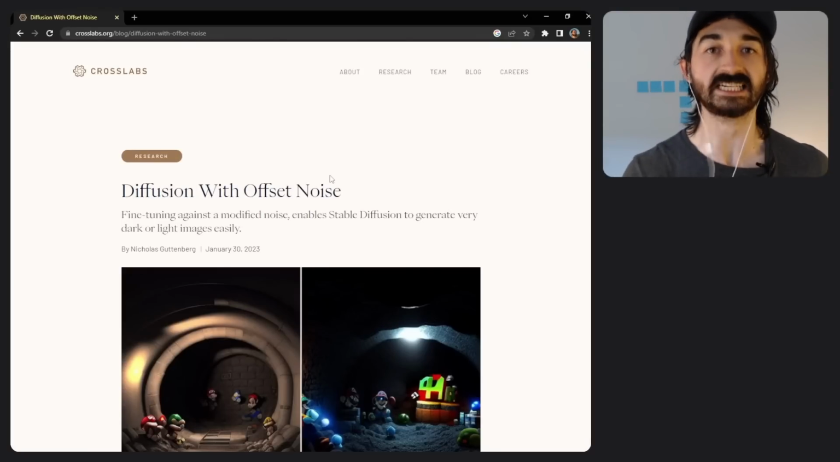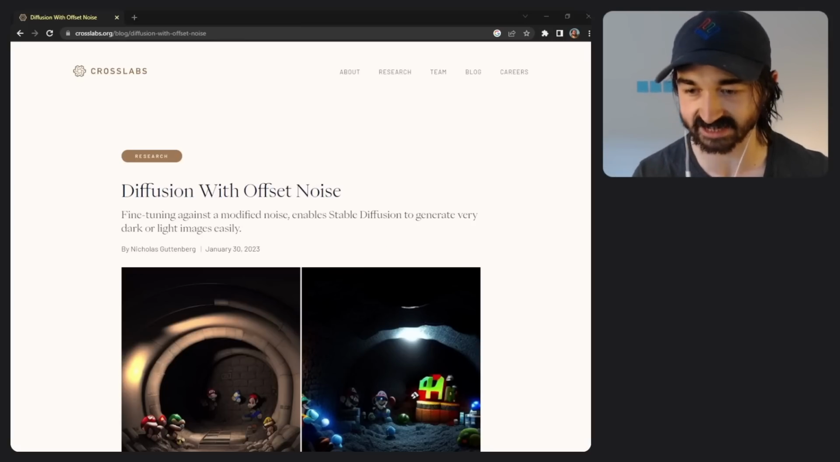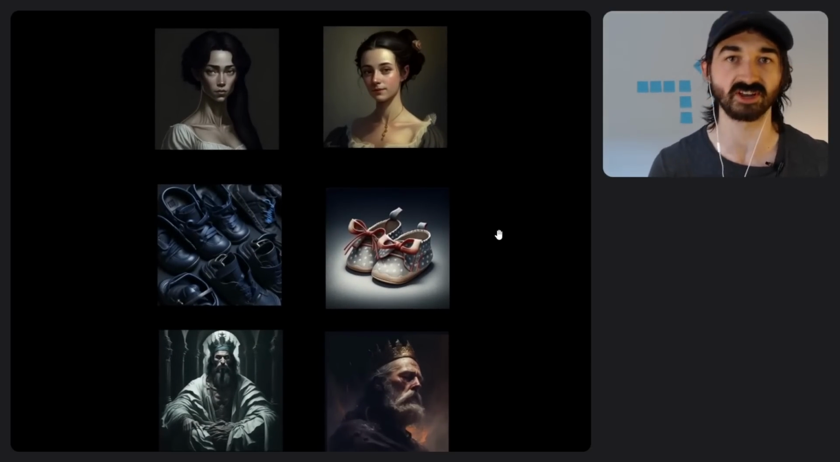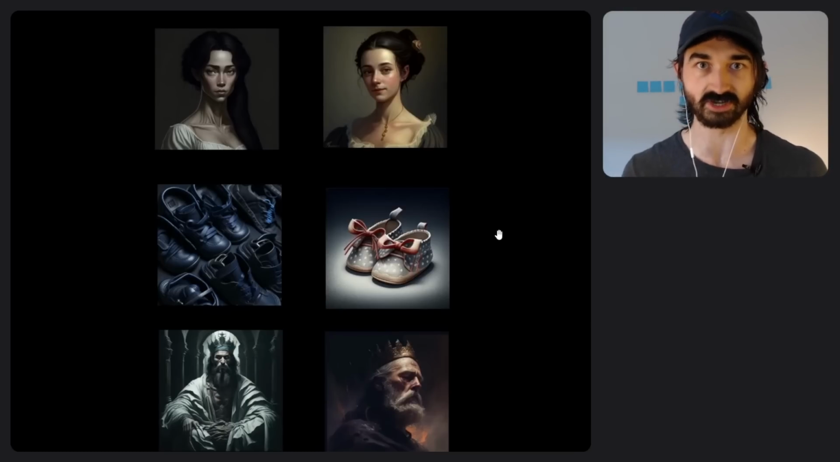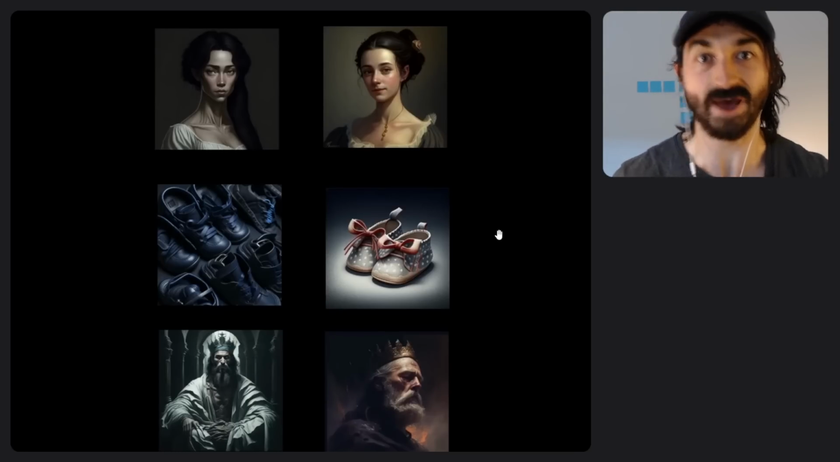Maybe this is the end of Midjourney hoarding the best models like some kind of Smaug dragon figure. Check this out. These are 6 images. 3 of them generated using Midjourney, 3 of them generated using an open source model trained with offset noise. They have a word for this, and that word is parity.